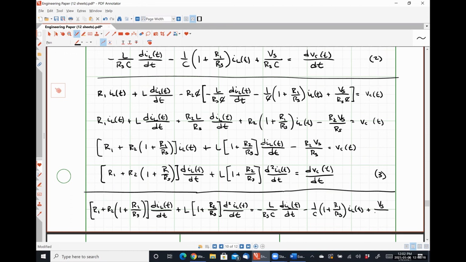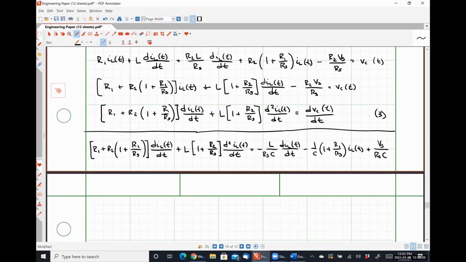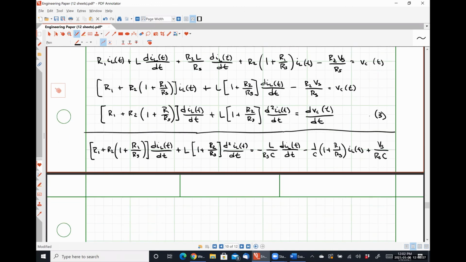Vs over RSC. Now, let's group like terms again. So let's start with our second derivative term. For the second derivative term, we have L multiplied by 1 plus R2 over Rs.